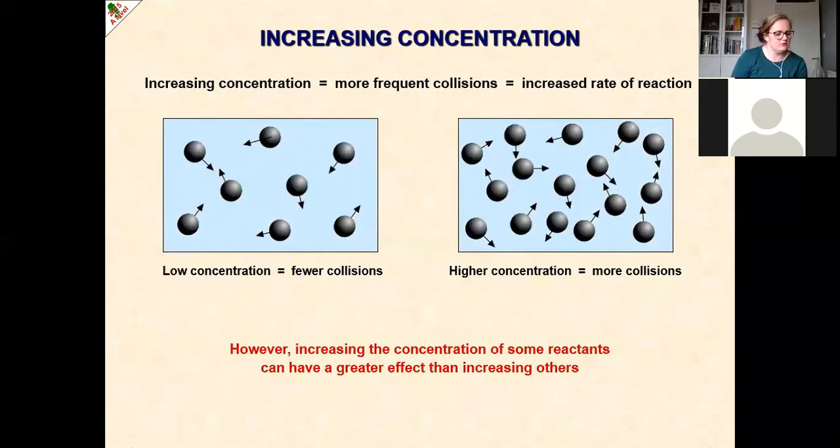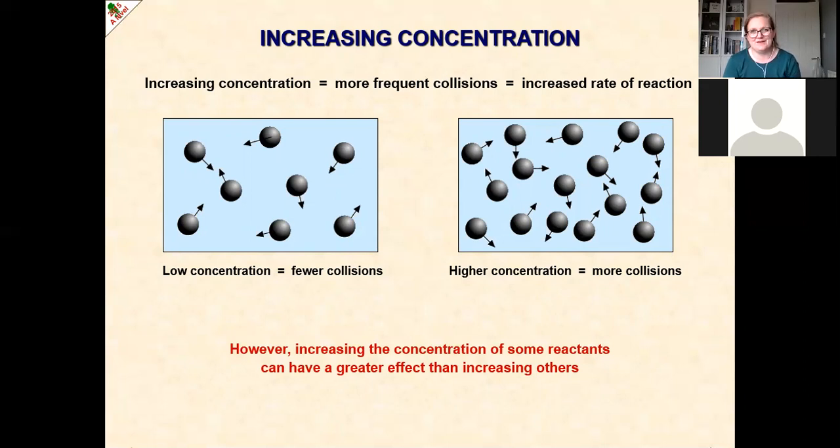Another thing we could do is increase the concentration. If we increase our concentration, we're going to get more collisions. If we've got more collisions happening, we've got an increased rate of reaction. Image on the left, we've got a low concentration of particles, we've got fewer collisions. Image on the right, same shaped area, but we've got a high concentration of particles, which means we have more collisions.